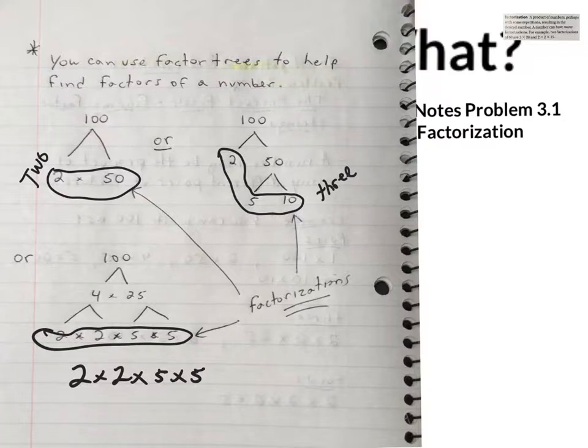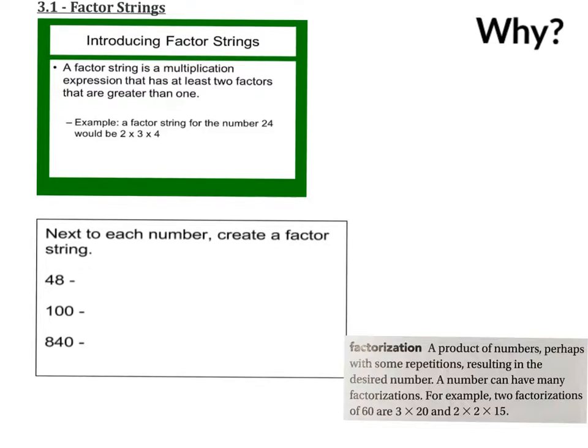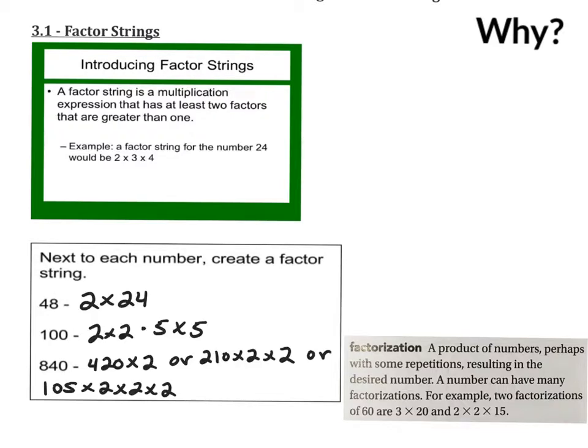So where are we going with this? Well, we're going to use factor strings to help us in this game. But let's practice a couple before we go any further. Let's make some factor strings for these 3 numbers. What you see right here is taken right from your notes packet. So you might want to open your notes packet so that we can write some possible answers for these 3 numbers. Next to each number, create a factor string.